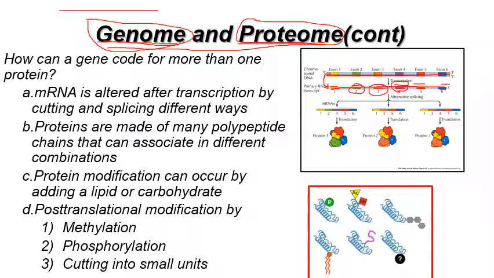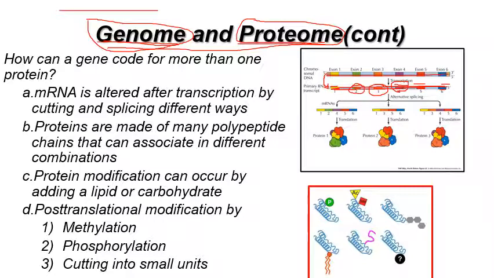So this is how we can get multiple proteins: we do what's called alternative splicing. Not slicing, splicing. We're splicing out the exons. So alternative splicing can allow us to get different proteins from the same initial messenger RNA transcript.